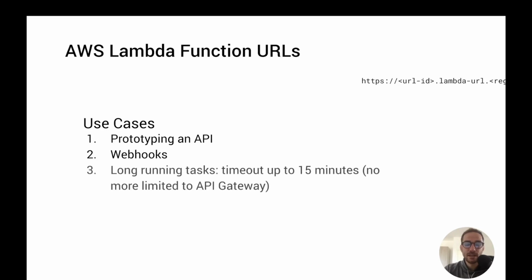Another one is when you have long-running tasks. So let's say you have tasks that take more than the default timeout of API Gateway, which is 30 seconds. With function URLs, the timeout is going to be up to 15 minutes, which is the timeout of the Lambda function. Of course, if you have long-running tasks, maybe you want to think about another solution, maybe decoupling these tasks. But this is an option that you can use with function URLs.